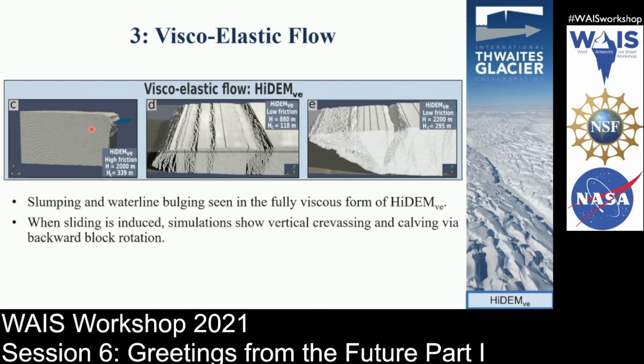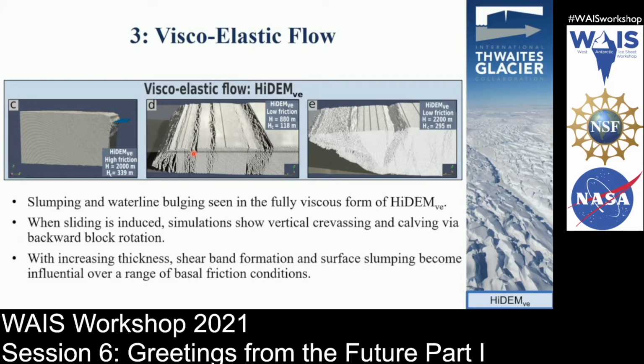A second set of experiments applied HIDEM VE to a domain that approximated the grounding line region of Thwaites Glacier without any fringing ice shelves. And the failure of the thinner domains was dominated by vertical crevassing, and this crevassing was induced by the tensile stress caused by stretching that resulted from greater basal slip.